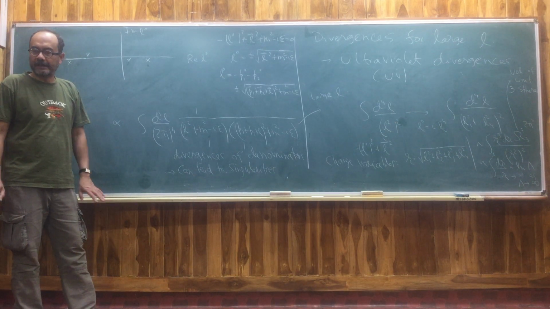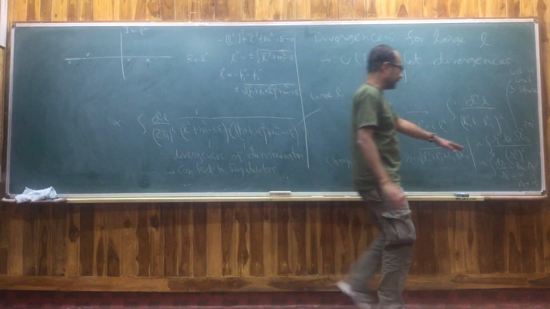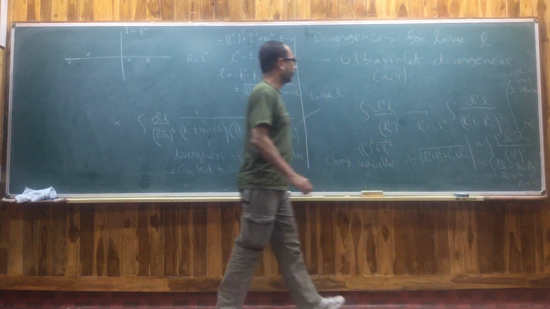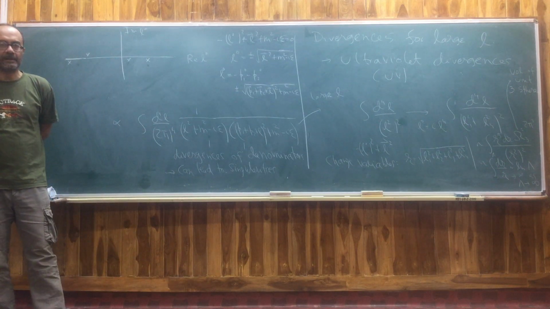So these are not the poles that we will be worried about, right? Our main worry will be the divergence of this kind. Okay, coming from large values of momentum. Are there questions?